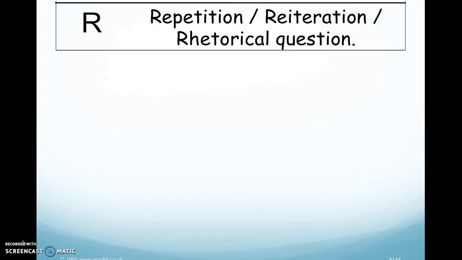So R is the first one that stands for multiple different things. We've got repetition, reiteration, and rhetorical questions here. Repetition and reiteration, just to remind you of the difference there: repetition is repeating exactly word for word, whereas reiteration is just restating the same idea. And a rhetorical question, hopefully you know, is just a question that is not designed to be answered by the audience. It's just designed to make them think about the topic.